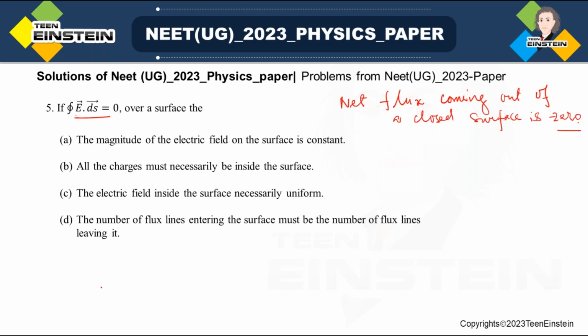Then which among these options are correct? You have to find out. The magnitude of the electric field on the surface is constant. Actually, that doesn't matter. Electric field has to be constant in any case, but for that, net flux will not be 0. All the charges must necessarily be inside the surface. If all the charges are inside the surface, then net flux should not be 0. That is not the actual reason for getting net flux 0.